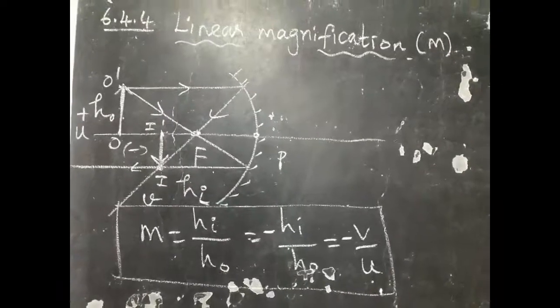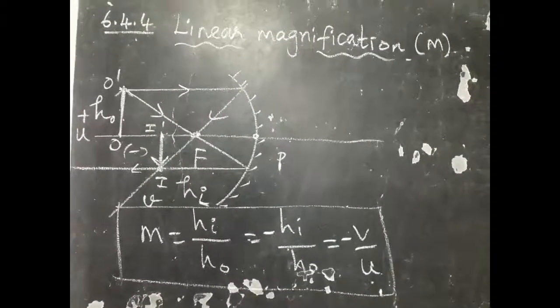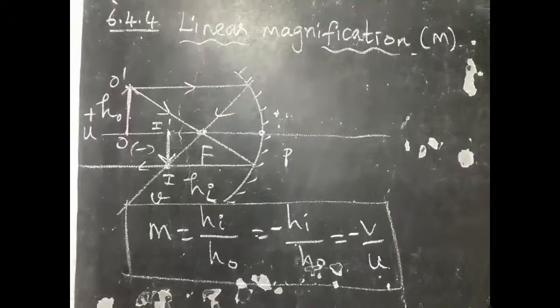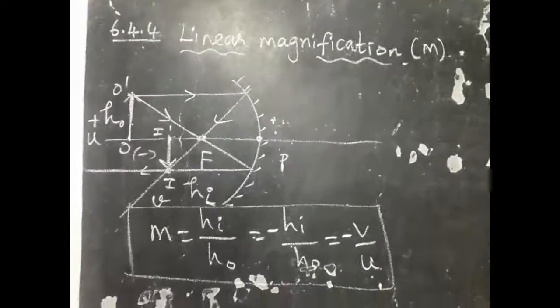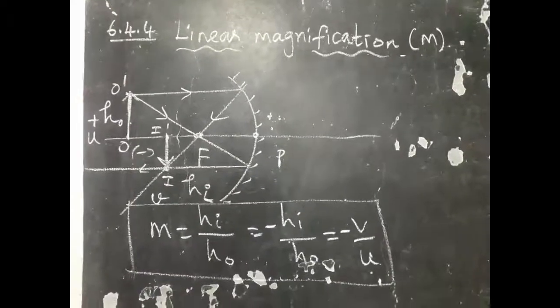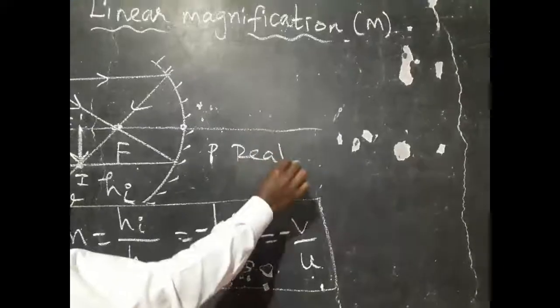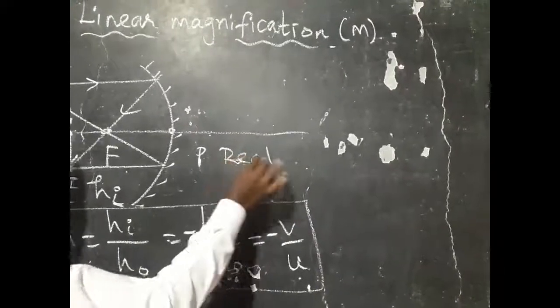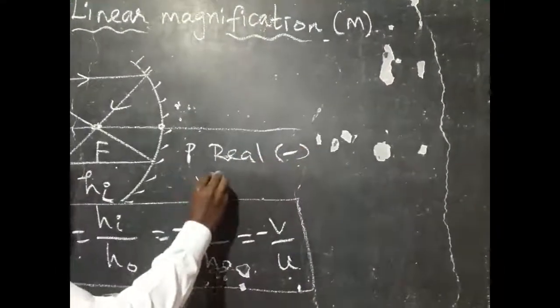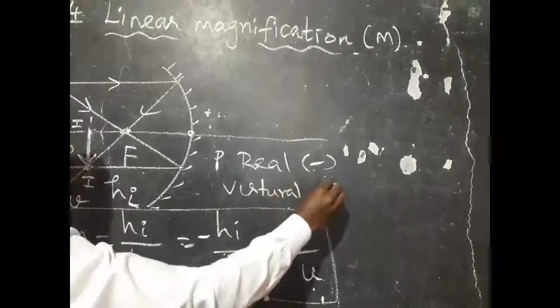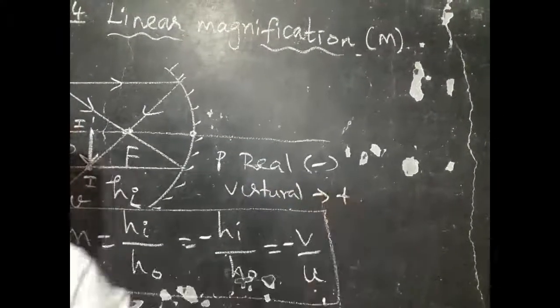Okay ma? Can you understand? And the sign convention we are using is: for a real image, negative sign; for a virtual image, positive sign.